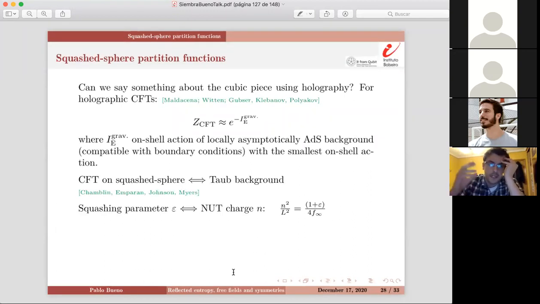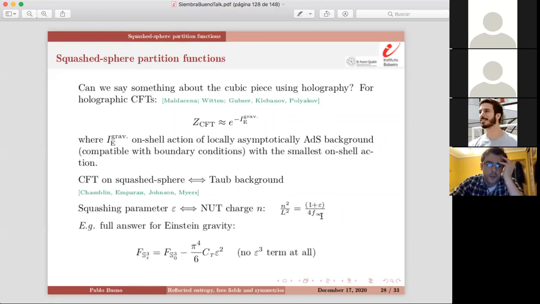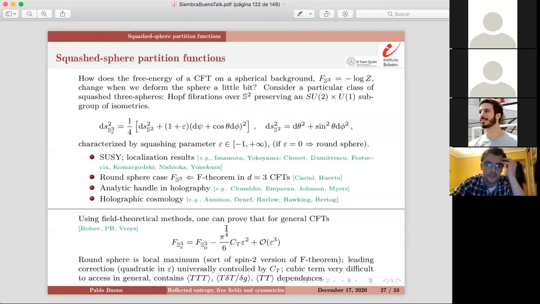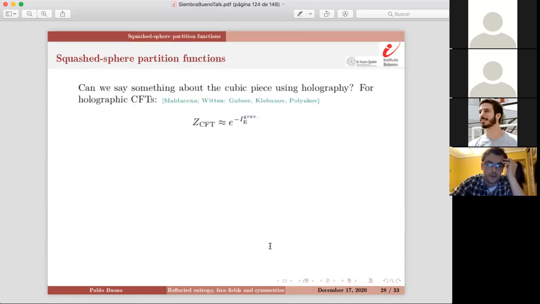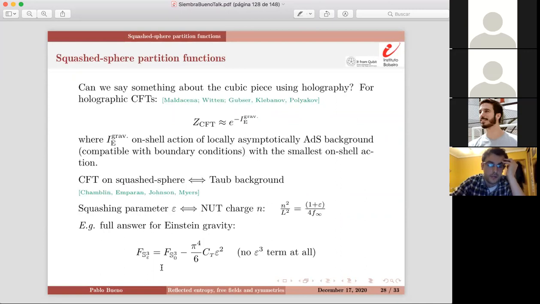And you can see these are characterized by something called the NUT charge, and you can see that it relates to the squashing parameter in a particular way. So in particular, for Einstein gravity, you can do the calculation and compute the free energy, and you see that interestingly, it's actually a polynomial which is quadratic in epsilon. So our approximation for general CFTs, this thing here, is actually the exact result for Einstein gravity. There's no cubic piece at all because this is the full answer in fact. So we cannot say anything about the cubic piece using Einstein gravity, of course.